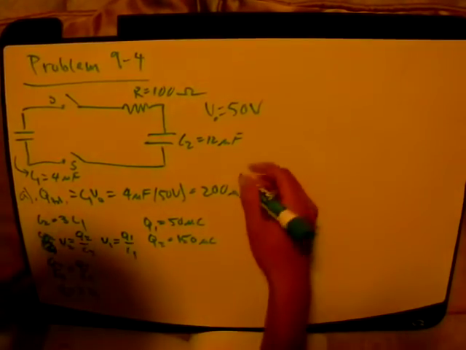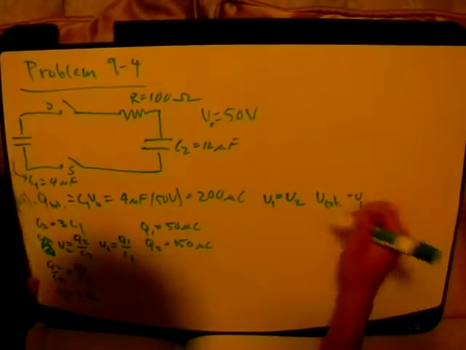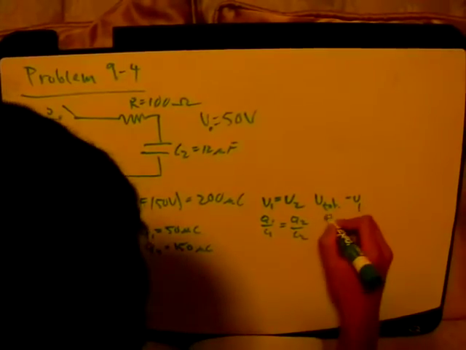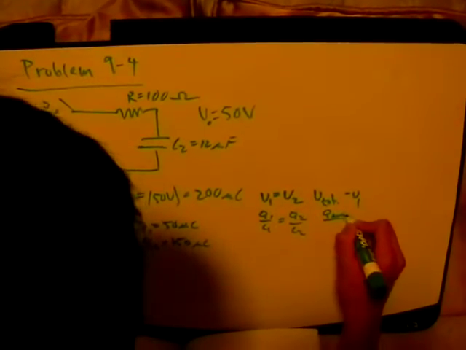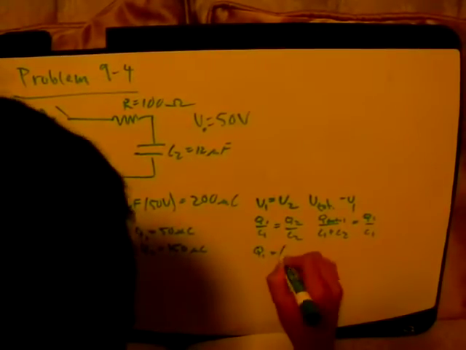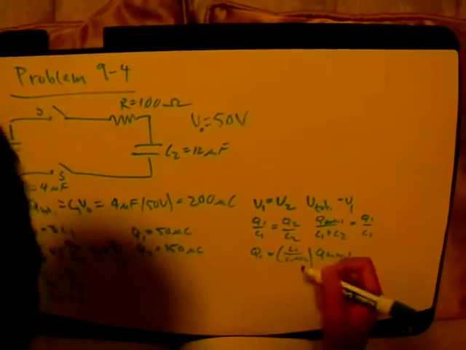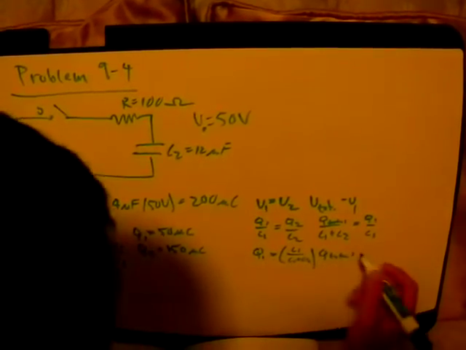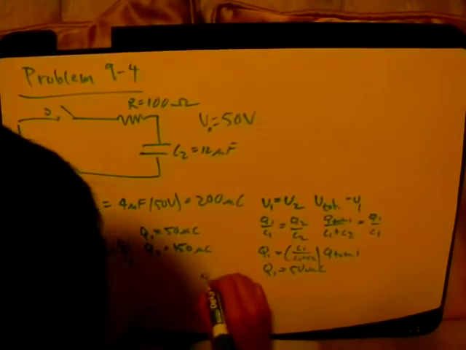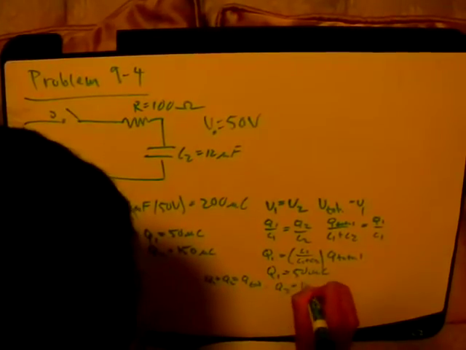Mathematically, we can calculate it. We have V1 equals V2, and from here Q1 over C1 equals Q2 over C2. Then Q1 over C1 equals Q total over C1 plus C2. So Q1 is equal to C1 over C1 plus C2 times Q total. This fraction is 4 over 4 plus 12, which is 4 over 16. So Q1 is 1/4 of the total, which is 200. From the math, we get Q1 equals 50 microcoulombs. And we know that Q1 plus Q2 is equal to Q total, so Q2 is equal to 150 microcoulombs.